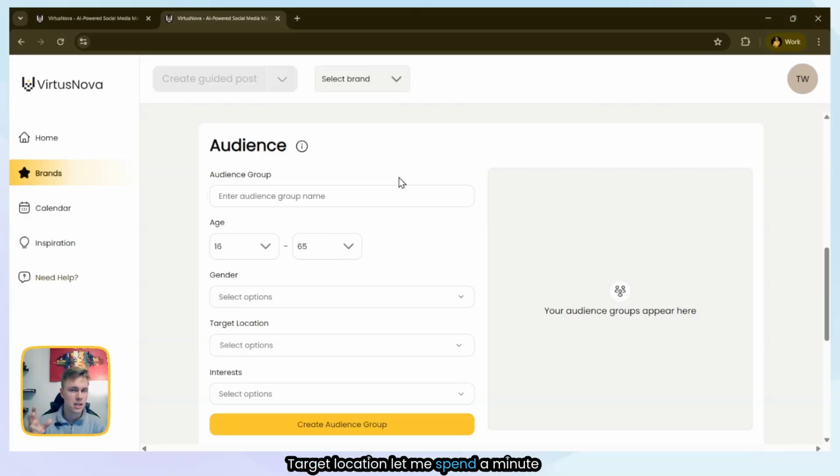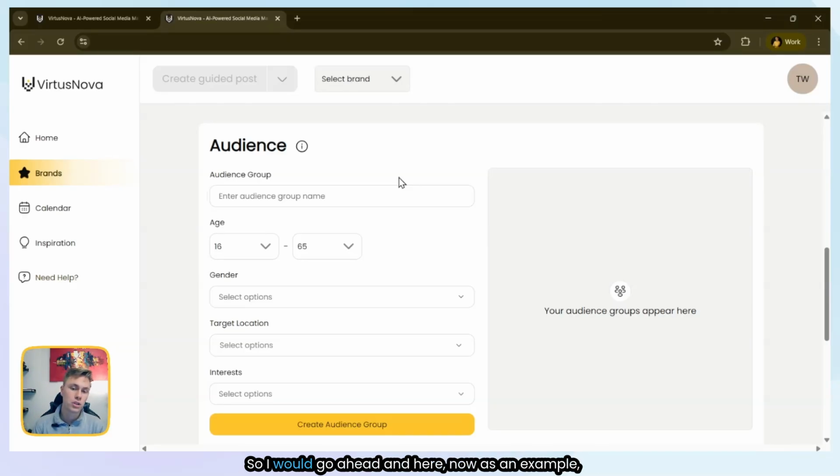Target location, let me spend a minute on explaining what it does. So effectively, if we are a restaurant and we are in Berlin, then we don't want to be attracting customers to a non-existent location in Munich, right? So we want to be focusing on people who actually live in Berlin and create content for people who live in Berlin.